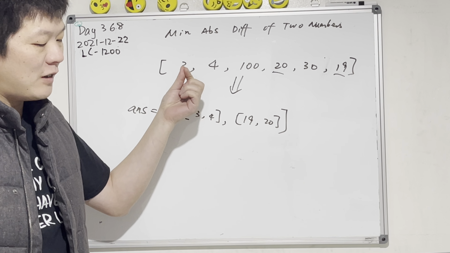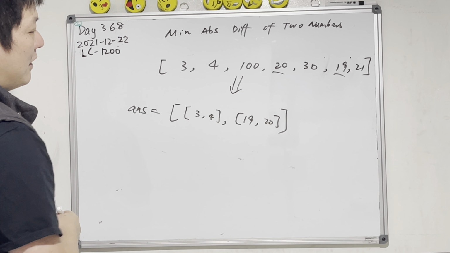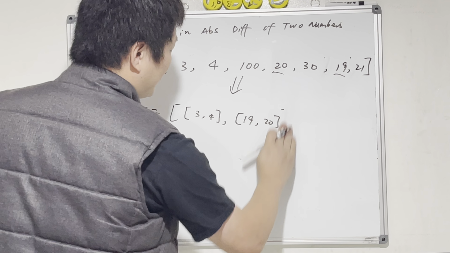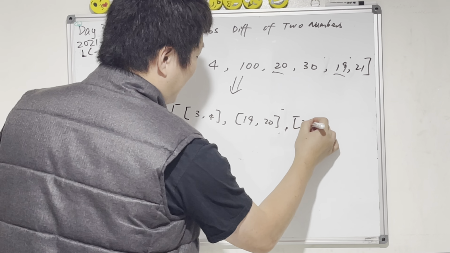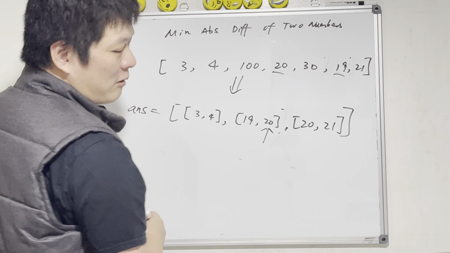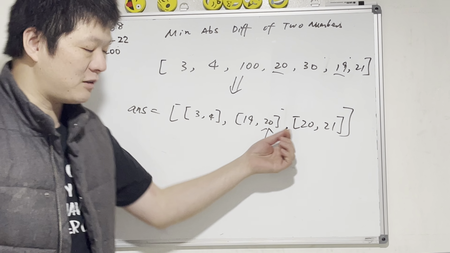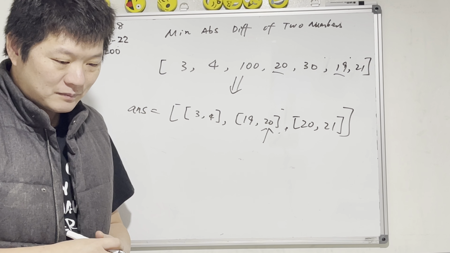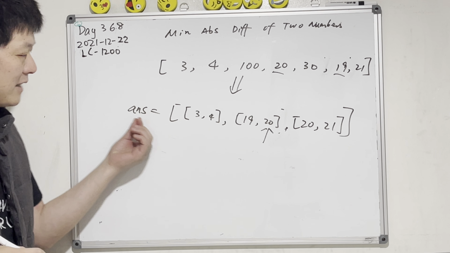Okay? And one number can be used twice, I think, right? Look, if I have another 21 here, or another 120 here, you need to tell me another pair, 120, 121. Even if the 20 appears only once, we still need to output it. Make sense?